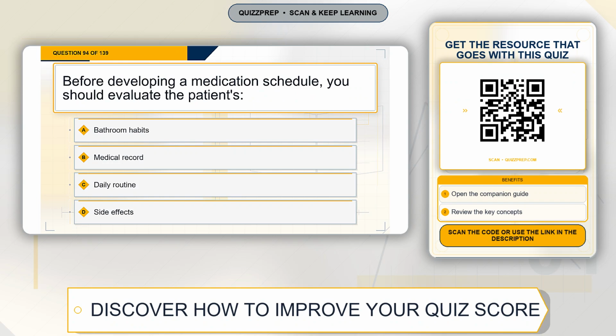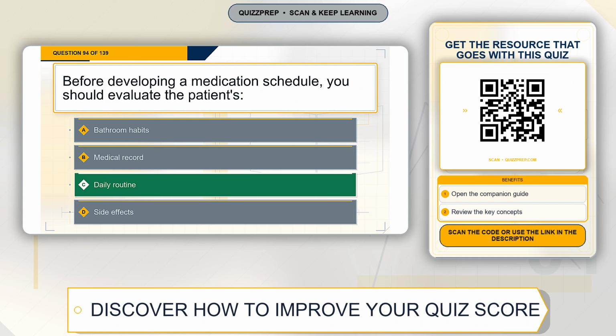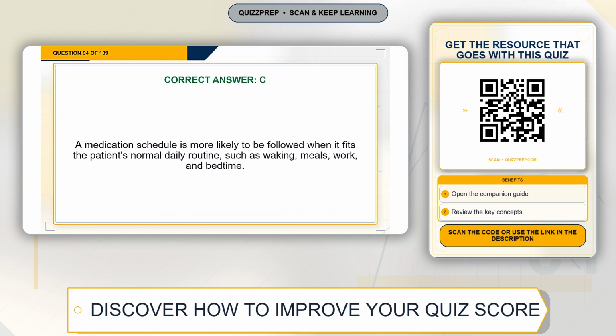Before developing a medication schedule, you should evaluate the patient's. Option A, bathroom habits. Option B, medical record. Option C, daily routine. Option D, side effects. The correct answer is option C, daily routine. Explanation. A medication schedule is more likely to be followed when it fits the patient's normal daily routine, such as waking, meals, work, and bedtime.